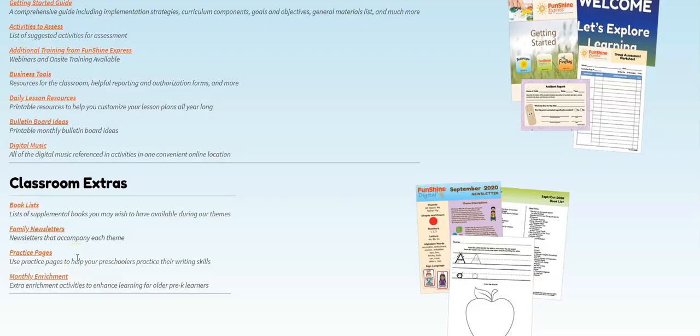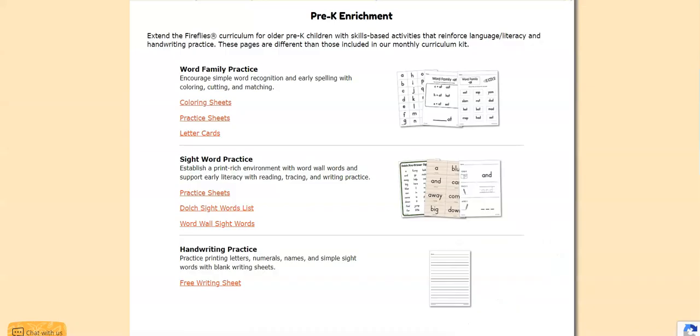In the Practice Pages link, we offer sets of printables that focus on the letters, numbers, colors, and shapes introduced monthly for ages 3 to 5. And finally, we have more monthly enrichment opportunities for older preschoolers. Here you'll find links to word family practice, sight word practice, and blank handwriting sheets.